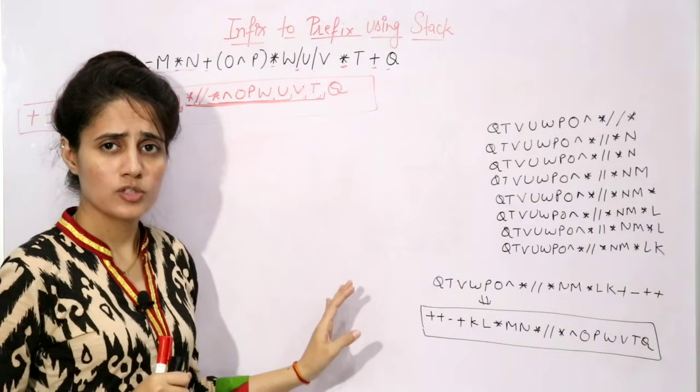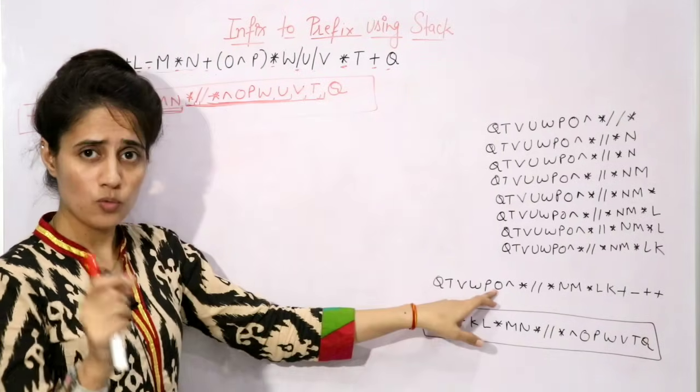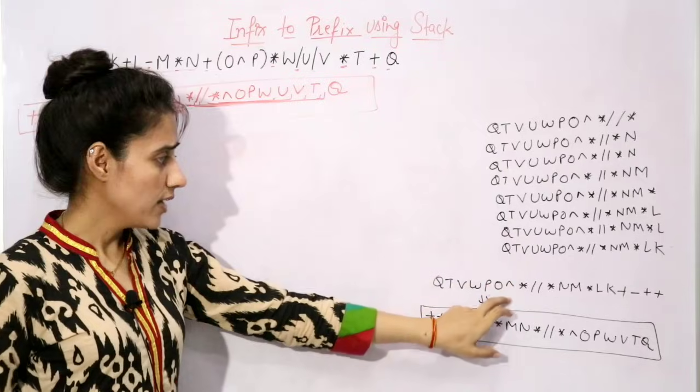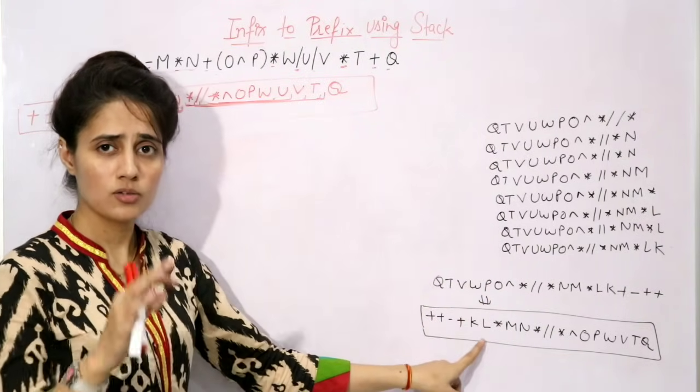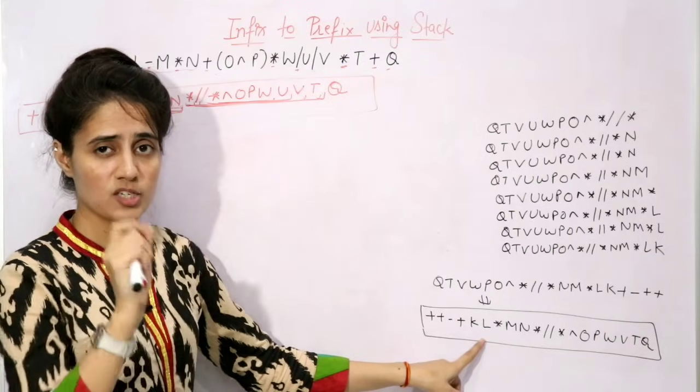I guess you can easily write down these rules. No need to write down these rules here. And after that, one more important point is what? After getting this thing, you need to reverse this expression also. Now this is your final prefix expression.